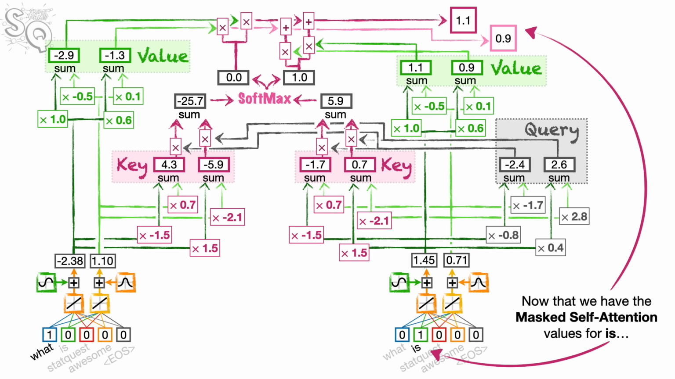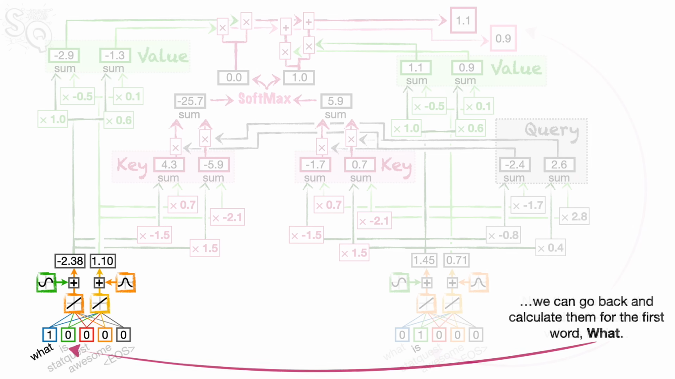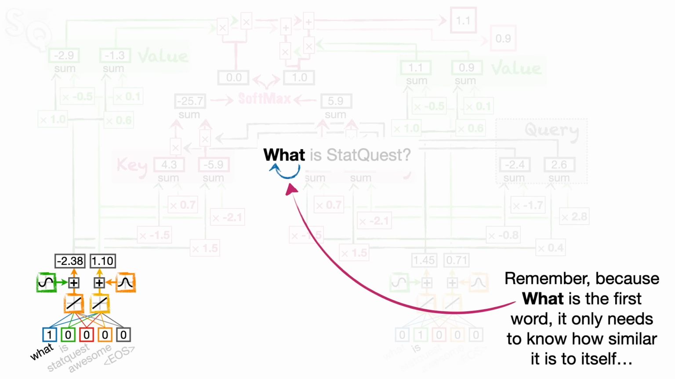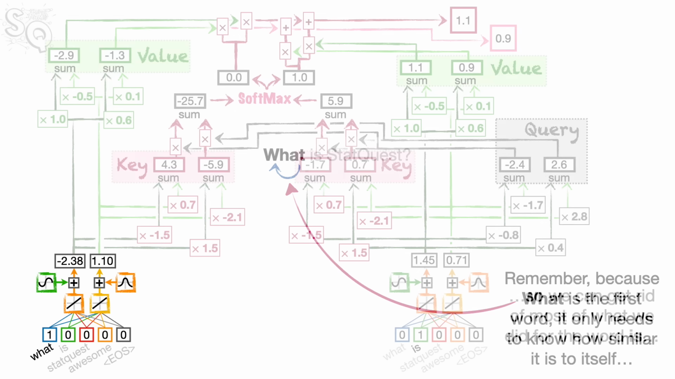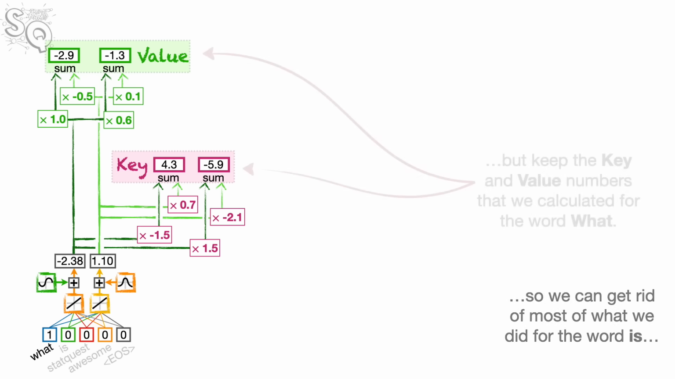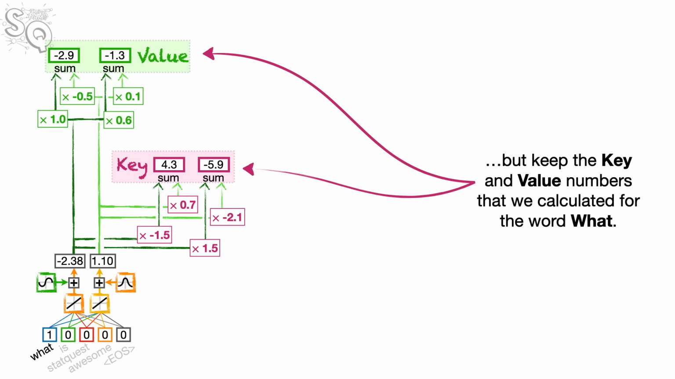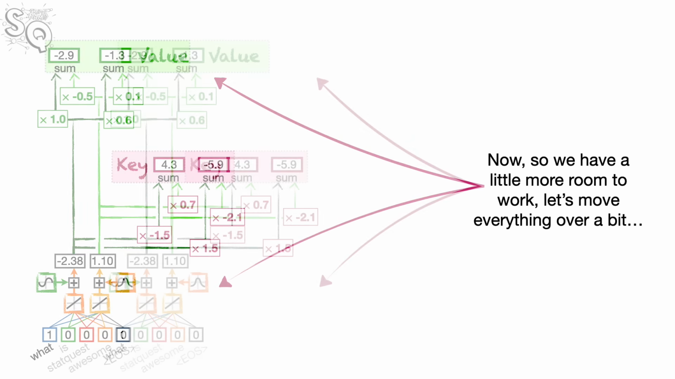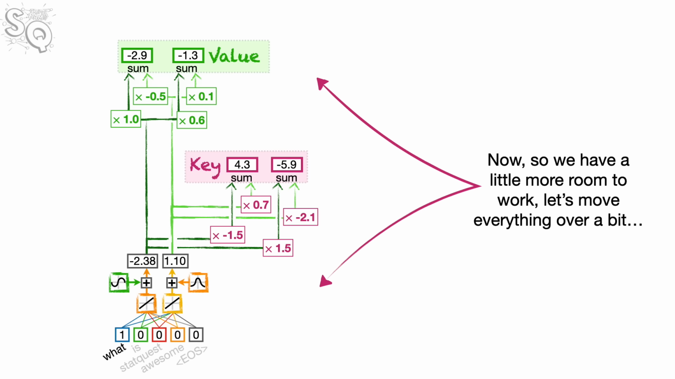Bam! Now that we have the masked self-attention values for "is", we can go back and calculate them for the first word, "what". Remember, because "what" is the first word, it only needs to know how similar it is to itself. So we can get rid of most of what we did for the word "is", but keep the key and value numbers that we calculated for the word "what". Now, so we have a little more room to work, let's move everything over a bit.